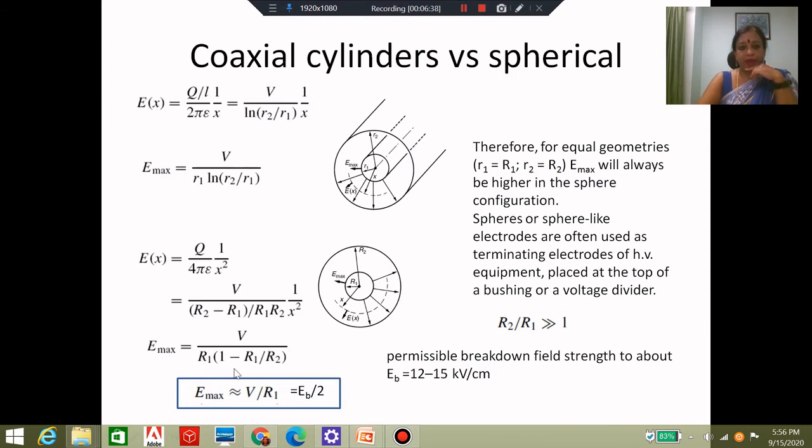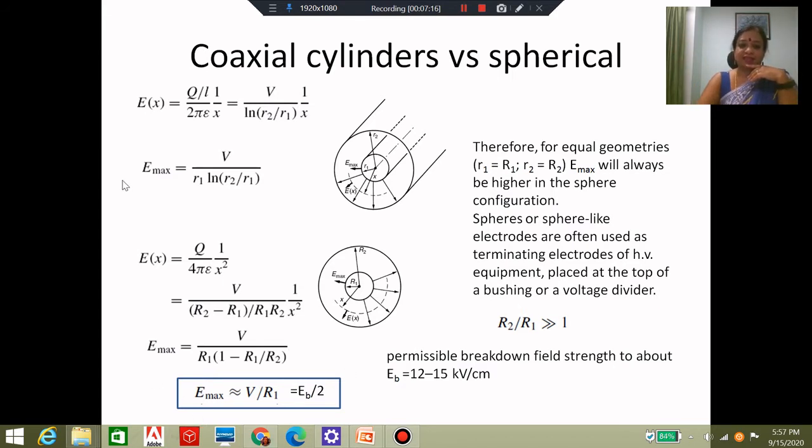Now, if you compare the maximum in the two configurations, in both cases, the maximum electric stress occurs at the surface of the inner conductor. However, the Emax has a higher value for the spherical configuration, if you have the same geometry, same radii. So let us imagine that small r1 is equal to capital R1 and small r2 is equal to capital R2. So we are using the same radii for the inner cylinder and sphere and the outer cylinder and sphere.